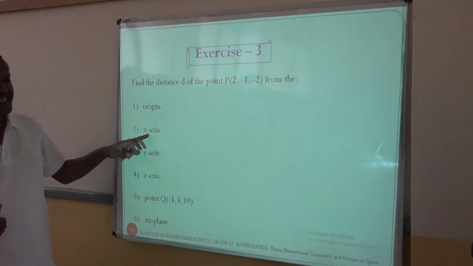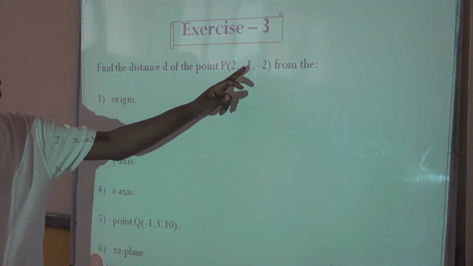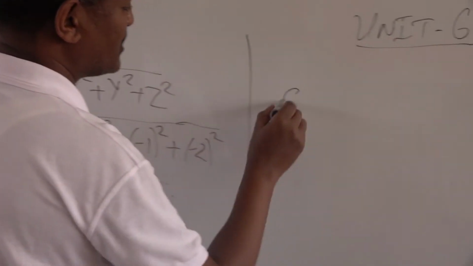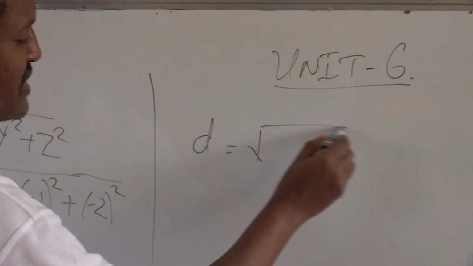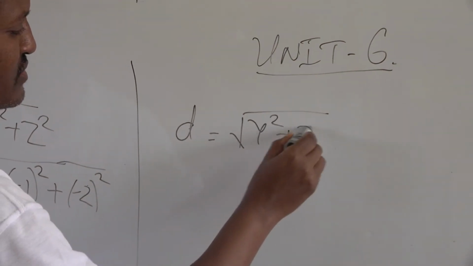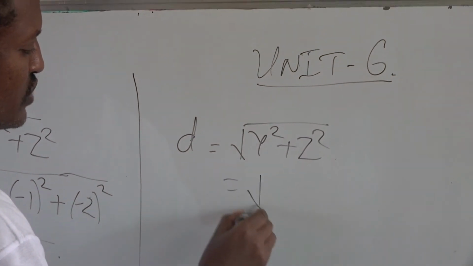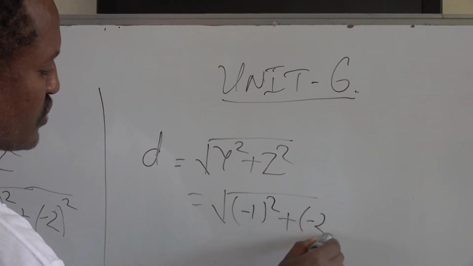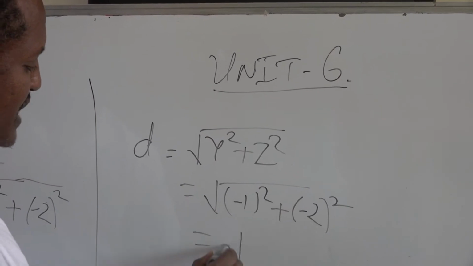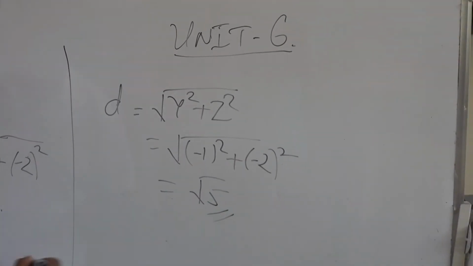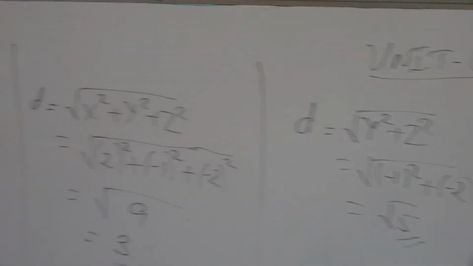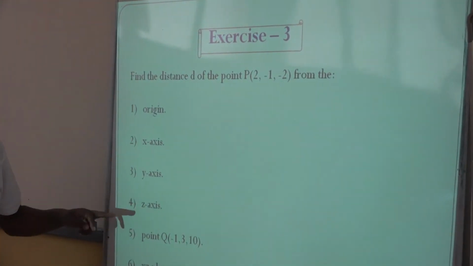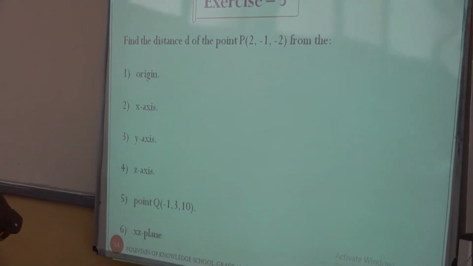From the x-axis, it is the square root of y square plus z square, the square root of -1 square plus -2 square, that is 1 plus 4, 5, a square root of 5 units. You can find its distance from the y-axis and from the z-axis.